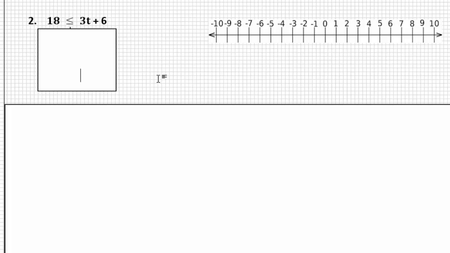Go ahead and pause the video here, solve the statement, and if you want to, go ahead and try to graph that on the number line, and then resume the video when you're ready to check your work. Let's see how you did.